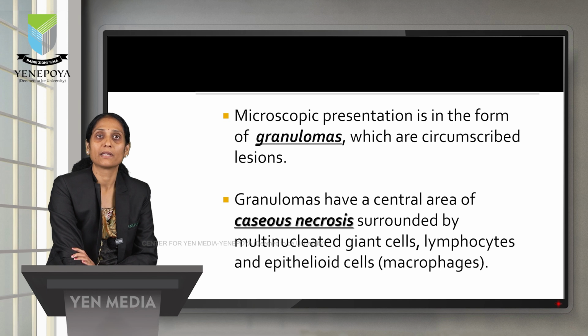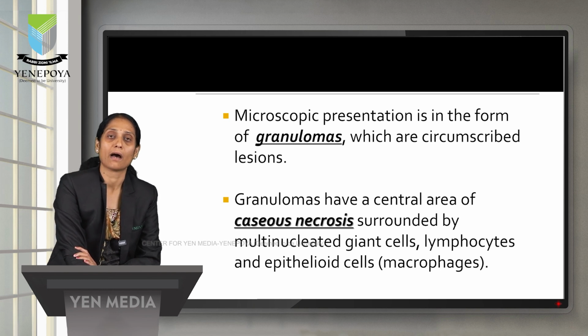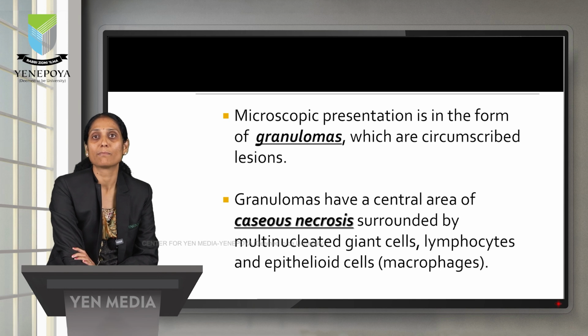Granulomas have a central area of caseation necrosis surrounded by a multinucleated giant cell, lymphocytes and epithelioid cells. These epithelioid cells are the altered macrophages. These macrophages form the most common surrounding cells. Again, surrounding those we will have the fibroblasts.